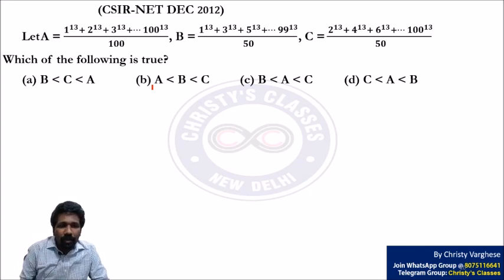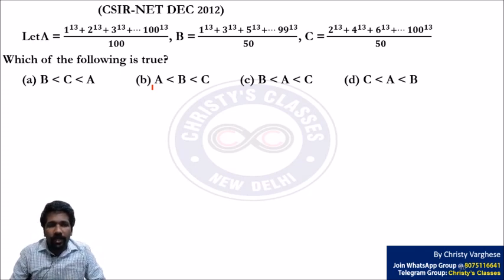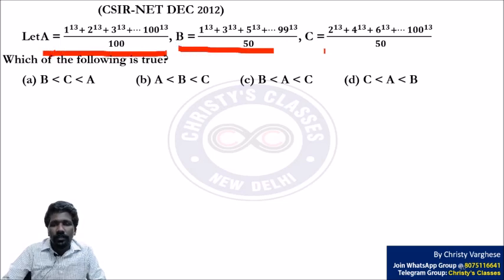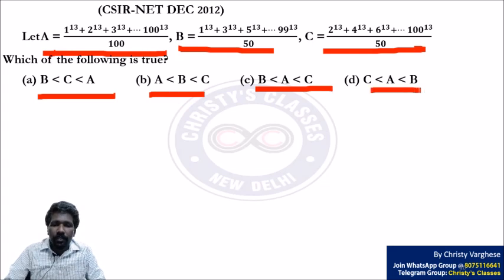December 2012 CSIR-NET problem. Due to lack of time, I will start explaining; you people can try if you want. A is given like this, B is given like this, C is given like this. You want to compare: what is the order of A, B, C, which is bigger, which is smaller, which is middle.